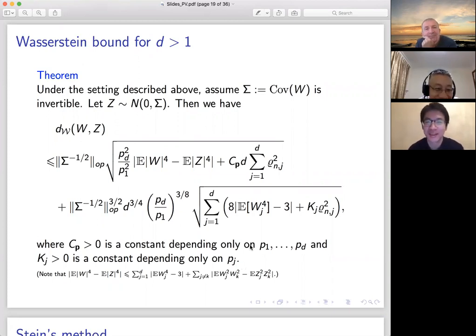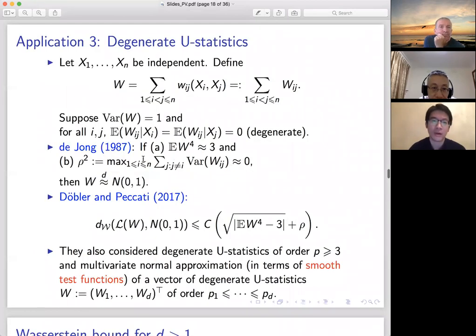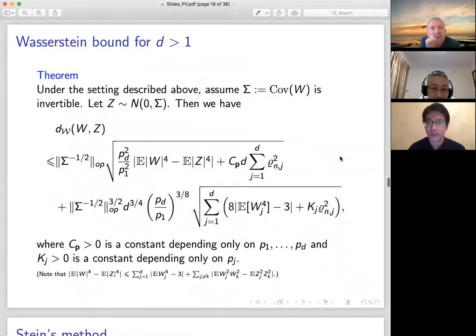So it involves some additional terms beyond the one-dimensional case, which are special for multivariate approximation. And these are actually also necessary. So I want to say that for this example, all the exchangeable pairs and the necessary computations were done by these authors. What we did was only applying our Wasserstein bound directly to this problem.